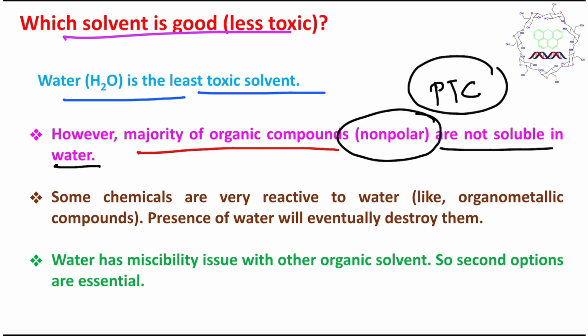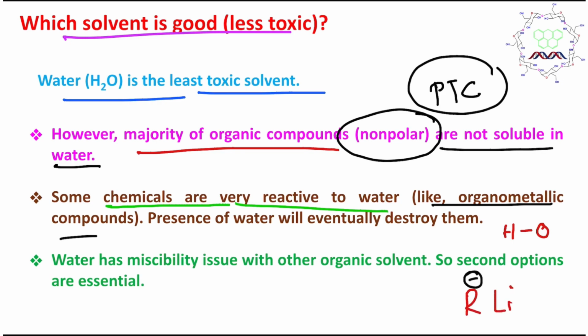Now, some chemicals are very reactive to water also. For example, organometallic compounds, because water has a polar hydrogen-oxygen bond. So if the reagent, for example organolithium, is itself a very polar carbanion type, it reacts with this polar proton, and ultimately what does it produce? It produces the alkane. In this way the reagent could be destroyed. That is also something we must keep in mind, and for that purpose we should use anhydrous solvent.